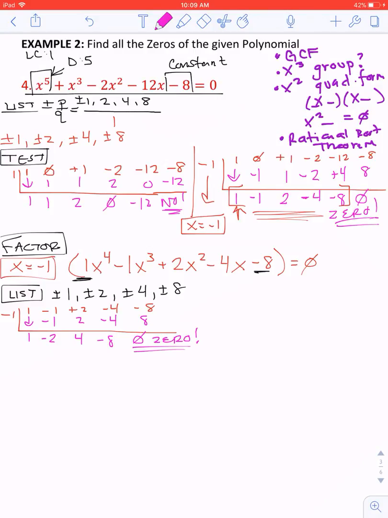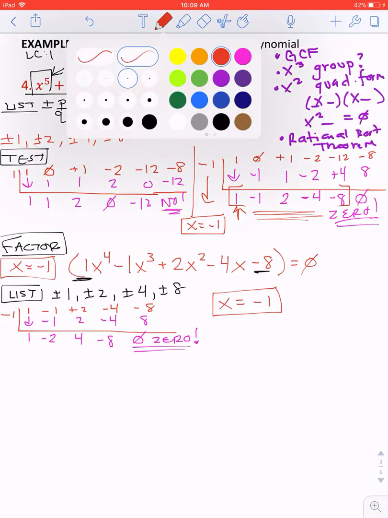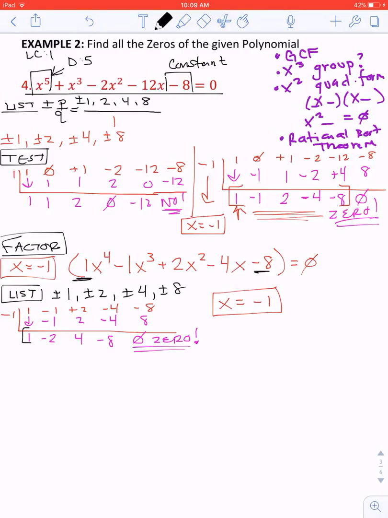So if that x value does not work, do not test it again. If the x value does work, always test it a second time because you could have a double 0. So I again have a 0 where x is negative 1. All right, so I've pulled 2 of those out, so let's see what we have left. So here is what we have left, so let's write that out. All right, so I took out another x equals negative 1.